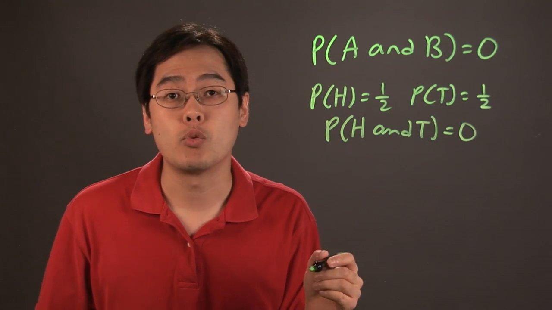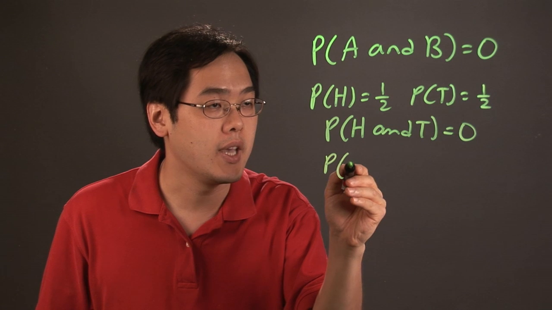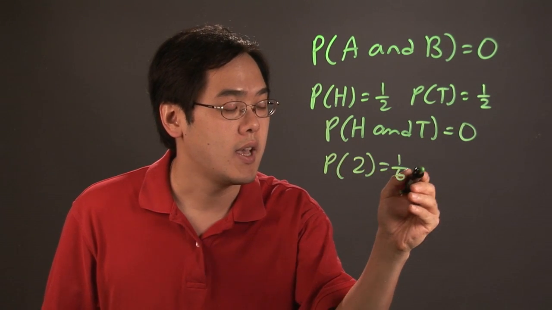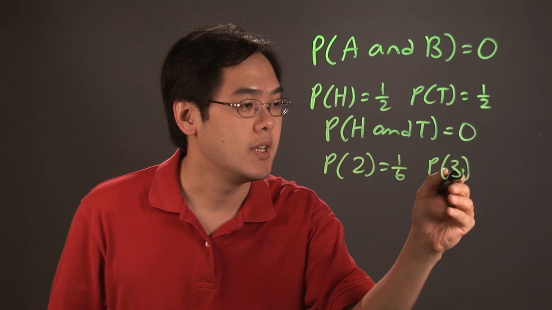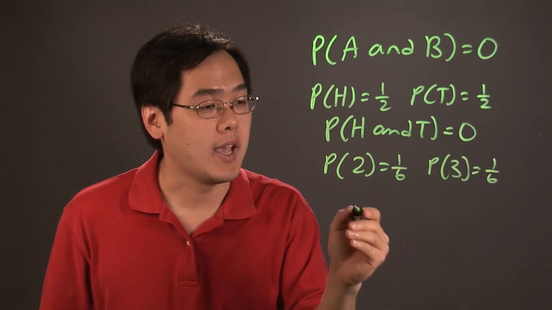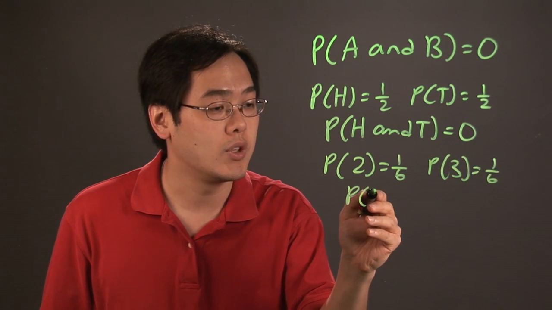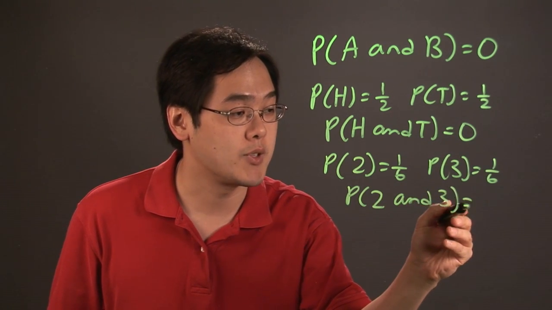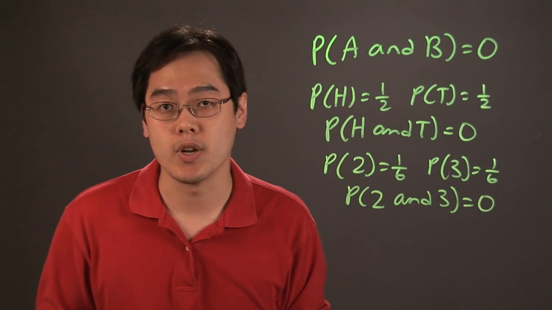Now, if you're rolling a die, you know the probability of getting, let's just say, a 2 is going to give you 1/6, and the probability of getting a 3 is 1/6, and the probability of rolling a die and getting a 2 and a 3 at the same time is going to give you 0. That's another example of disjoint events.